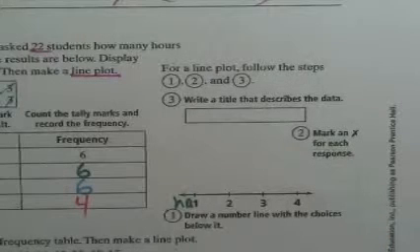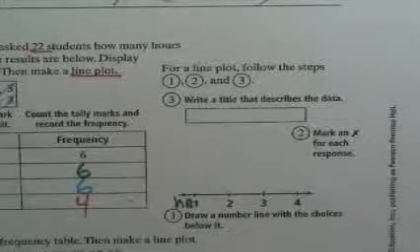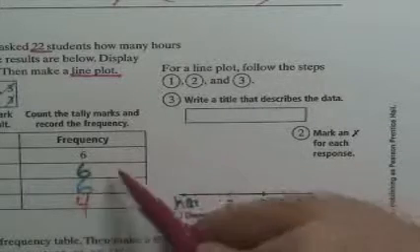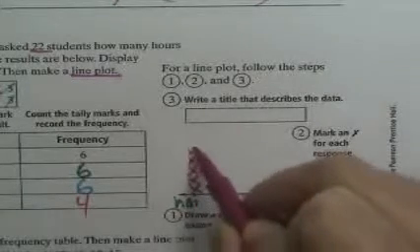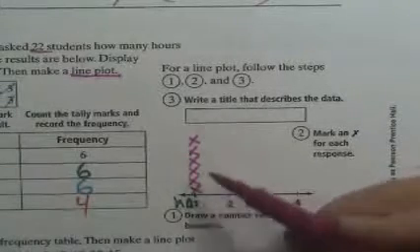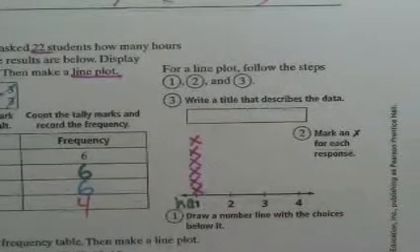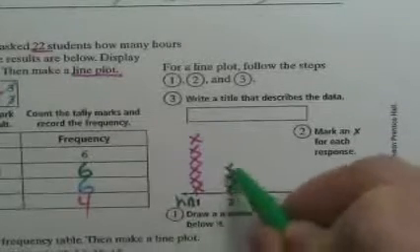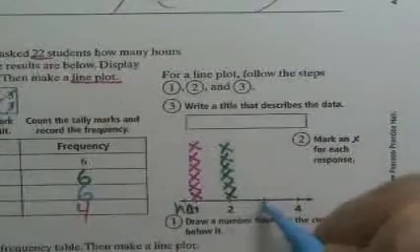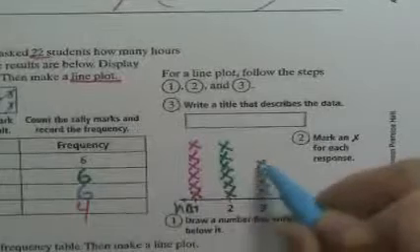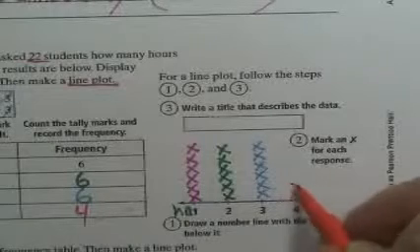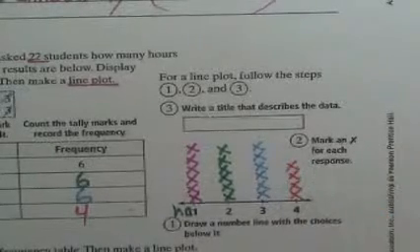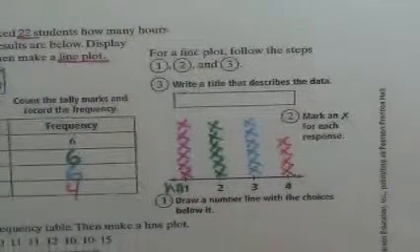Next, step number 2, mark an X for each response. For the first one we had 6. People who watched 1 hour, there were 6 people. So watch this, I'm going to put X's, 1, 2, 3, 4, 5, 6. 6 people watched for 1 hour a day. For 2 there was also 6. For 3 hours a day there's also 6. And for 4 hours a day there were 4 people. And that is a line plot. And that's how we do it.